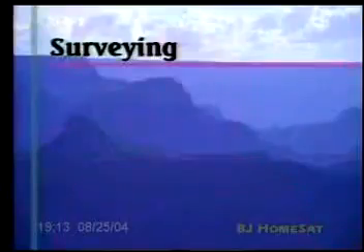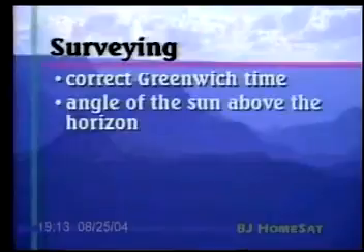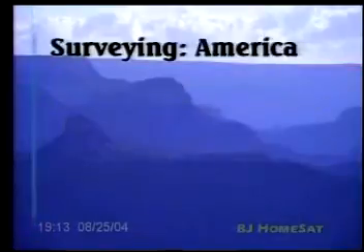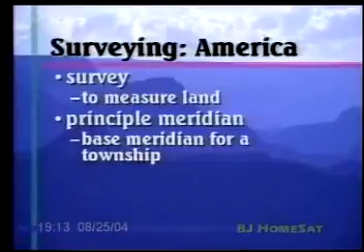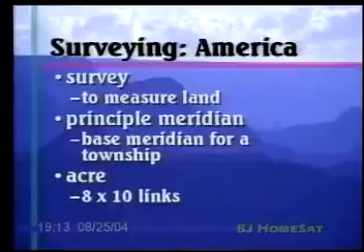Now, surveyors are able to find latitude and longitude easily if they have the right information. They can use the correct Greenwich time and the angle of the sun above the horizon. Or they can also use the North Star. Then they can use prepared charts and tables to find the exact latitude and longitude. When they surveyed America, and by survey we mean just to measure land, they set up principal meridians, which is a base meridian for a township, and they measured out acres, which are 8 by 10 lengths. And you'll be reading about that more in your textbook today.